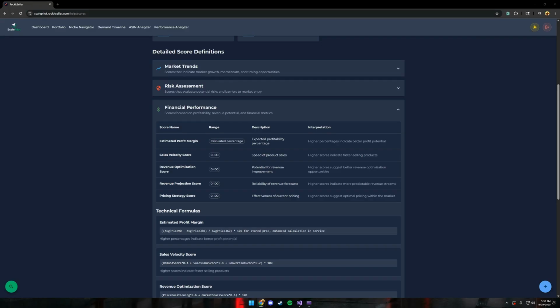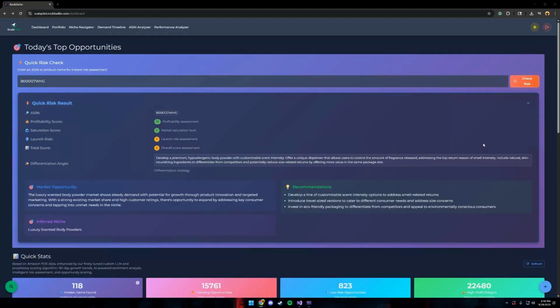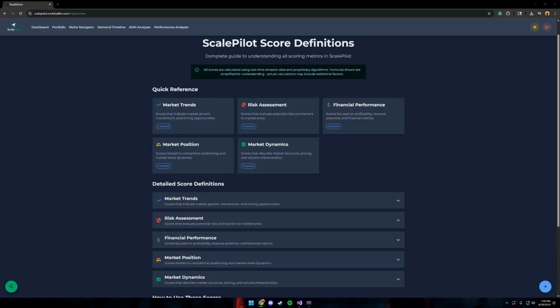Here's the secret: never rely on just one score. Let me show you a real example. This product has a launch risk of 3, a market saturation level of 2, and a profitability score of 10, resulting in a 6 overall score assessment. Which means that even though the launch risk for this product is high, if you have the correct strategy, your profitability can skyrocket. You now understand the most critical scores in Scale Pilot.